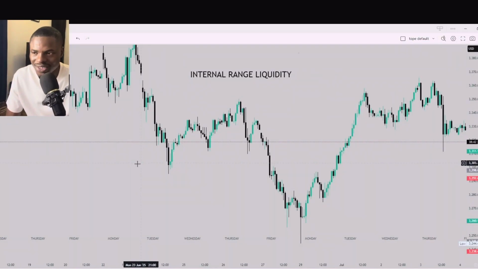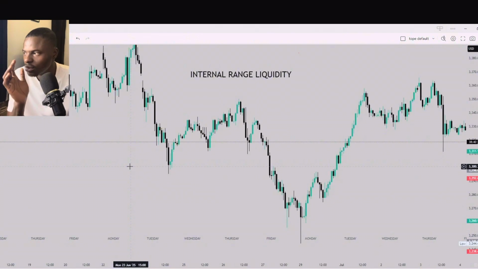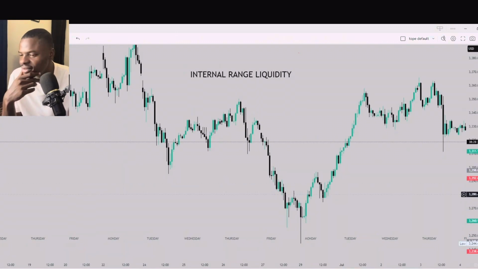On the next video, this is an example of an internal range liquidity, and you don't need to ask what time frame am I on. Price is the same on every time frame, whether it's the 1 minute or the 4 hours or 10 hours or the daily or the weekly. Price is the same.